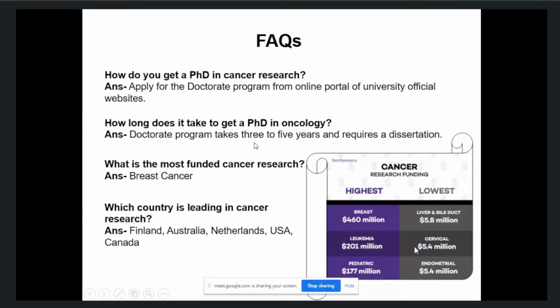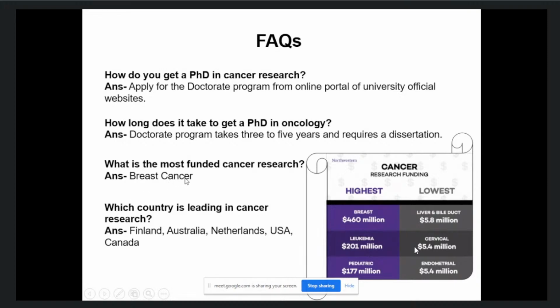Then, how long does a PhD degree take? Most of the time, when we opt for a higher career path in cancer-based research, a PhD degree is needed. It will take a minimum of 3 to 5 years. Even in 3 years we can complete it after the master's.